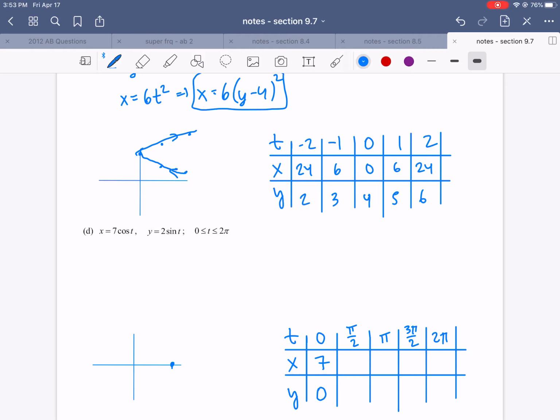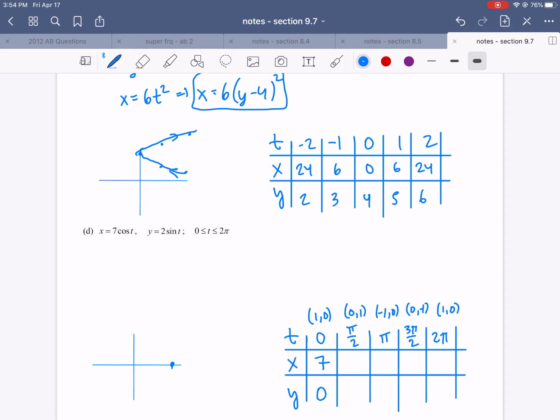At pi over 2, let's go ahead and do this. How about we say at t equals 0, at theta equals 0, cosine we know is 1, and y is 0. So how about here we put (1, 0), (0, 1), and then (-1, 0). This might help us remember some of these values that we're supposed to know. And then, of course, at 2 pi, we're back to where we started at (1, 0).